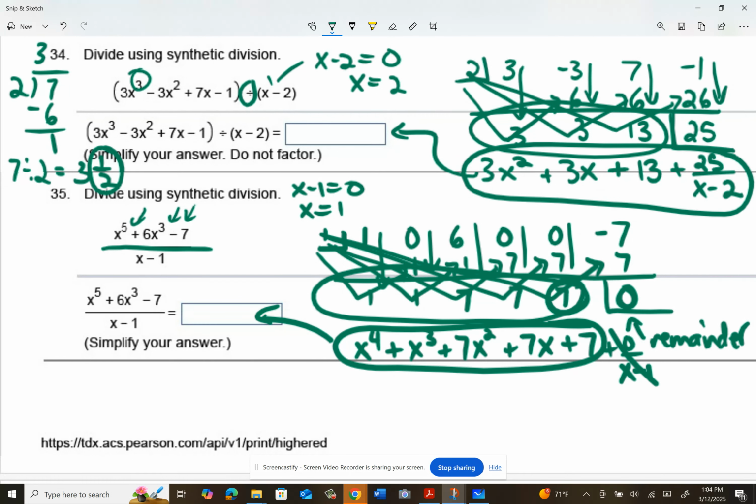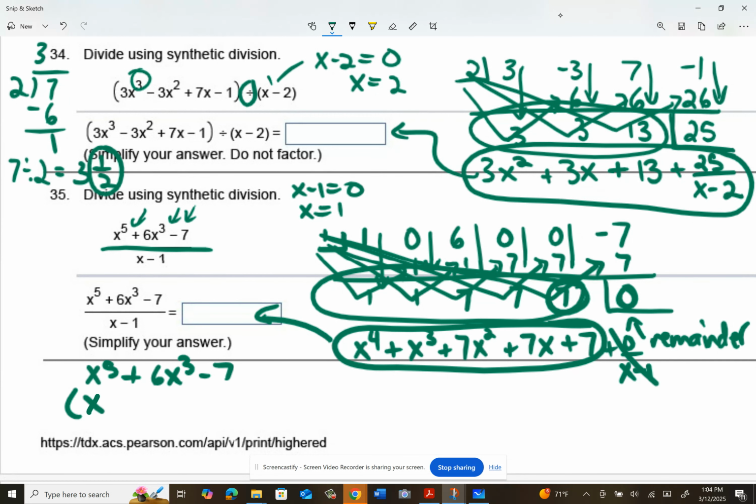Okay. Now because the remainder was 0, that means that x minus 1 was a factor. So it means that this right here, even though we would have had no idea how to factor it, x minus 1 is a factor. It factors into that and then all of this stuff that we had.